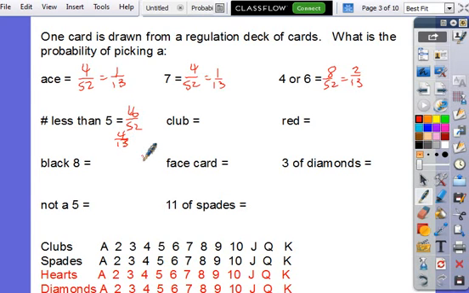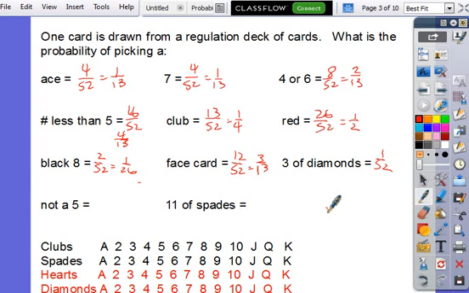A club. Well, there's 13 clubs up there. So that's 1/4. A red. There's half of them, 26 out of 52. A black 8, well now it starts getting more specific. That's 2 out of 52, which is 1 out of 26. A face card, Jack, Queen, Kings are my face cards. So that's 12 out of 52. Ace ain't no face card. We're going to count it as a 1. So 3 of diamonds, how many 3 of diamonds are there? 1. Just 1.